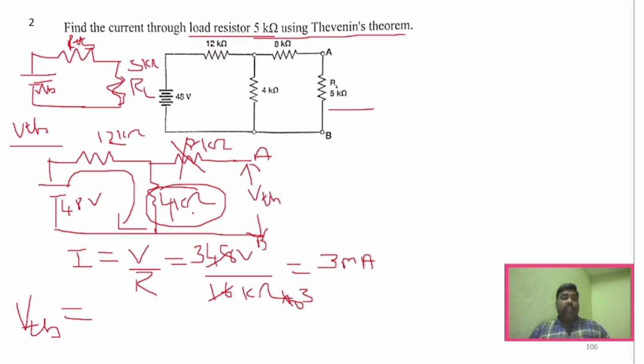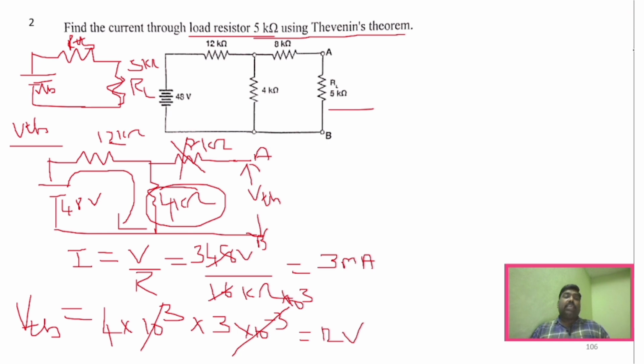So the value is given here as 4 kilo ohm, which means 4 into 10 to the power of 3, into the current value 3 into 10 to the power of minus 3, right? It is 3 milliamp. So this will get cancelled, and it will be 12 volt. So what is VTH? VTH is 12 volt, right?